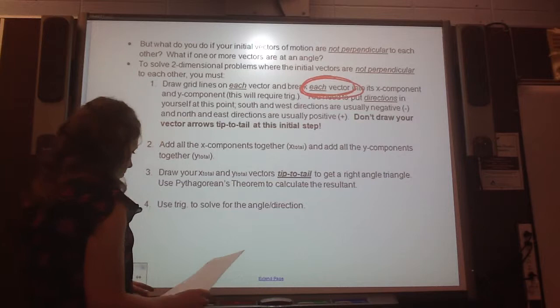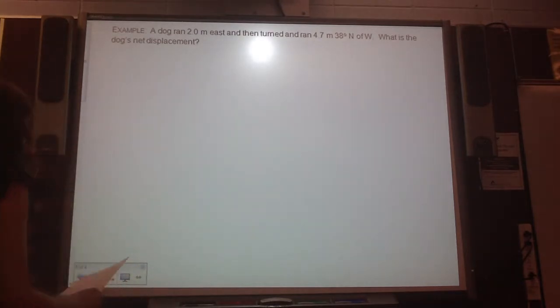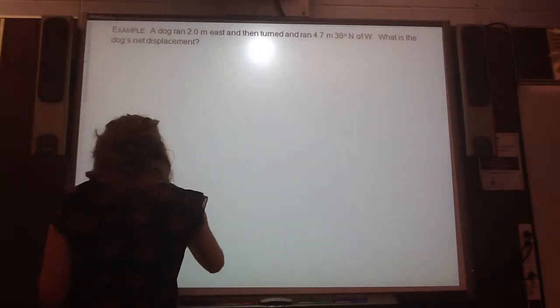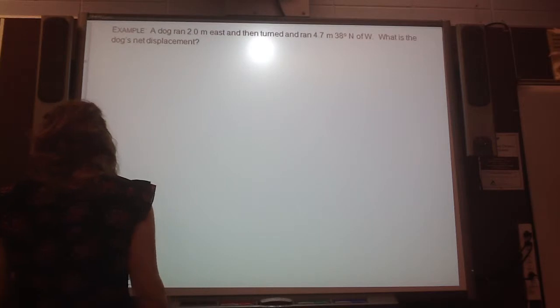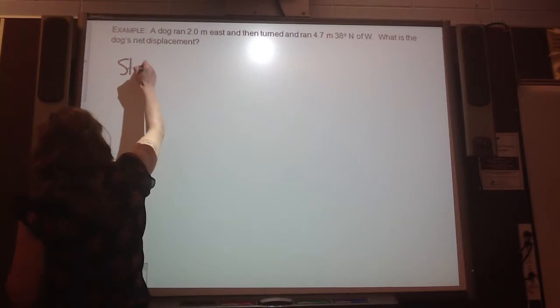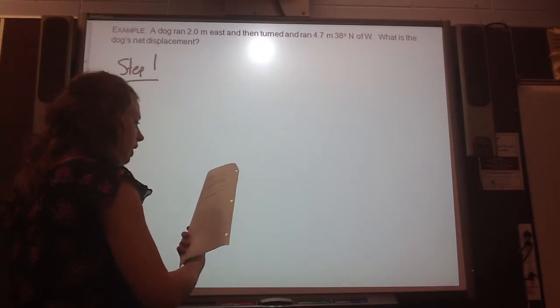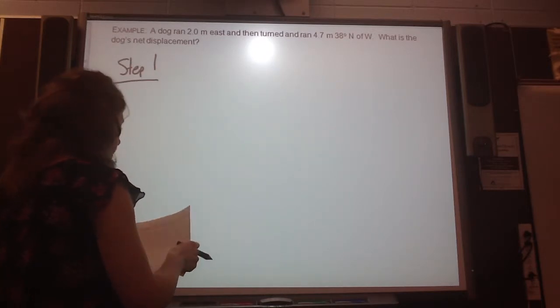So let's do an example. A dog ran 2 meters east and then turned and ran 4.7 meters, 38 degrees north of west. What is the dog's net displacement? So, let's draw this out. Step 1: draw the grid lines on each vector and break each vector into its x and y components.